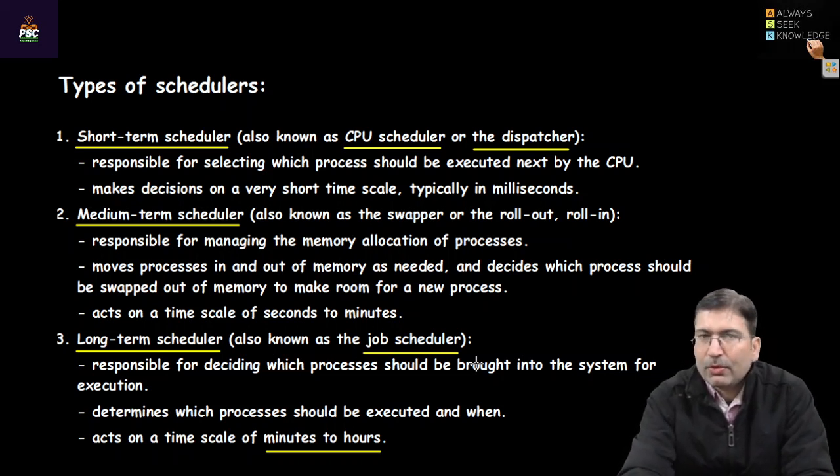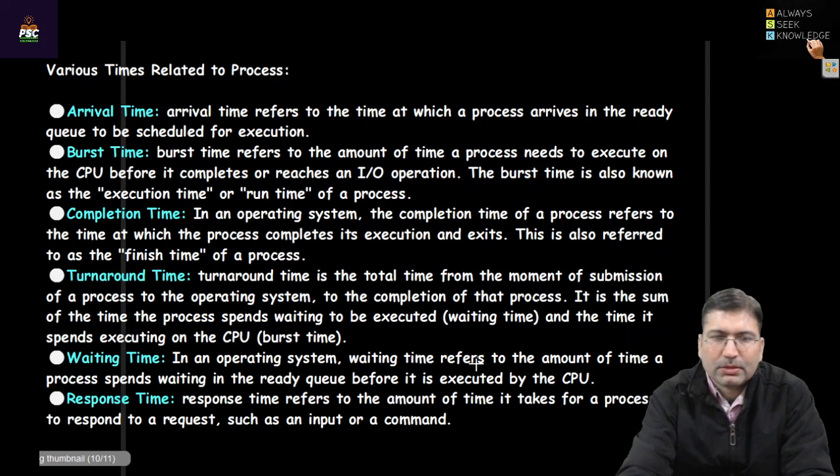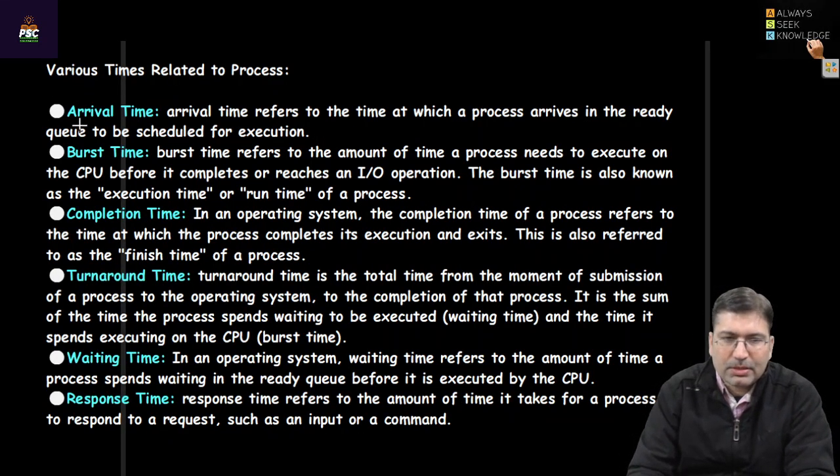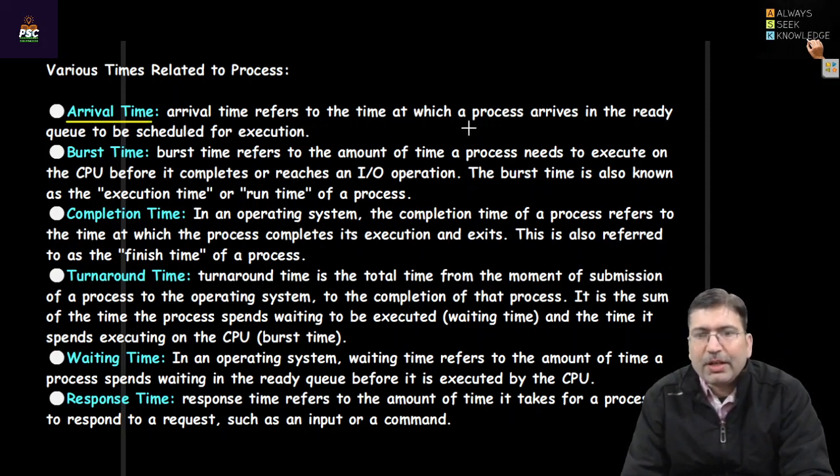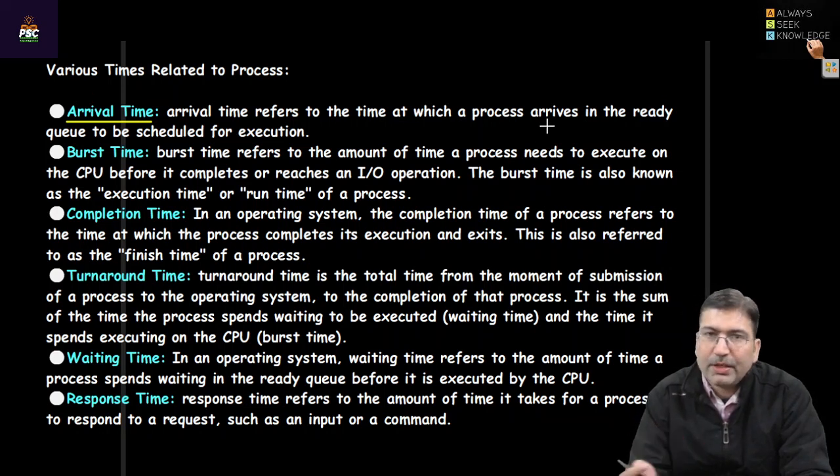Now let's discuss a few of the very important times with respect to a process. The very first important time is arrival time. Now what is arrival time? Arrival time refers to the time at which a process arrives in the ready queue. So as and when the process arrives in the ready queue, that time will be considered as arrival time. Then the next is burst time.